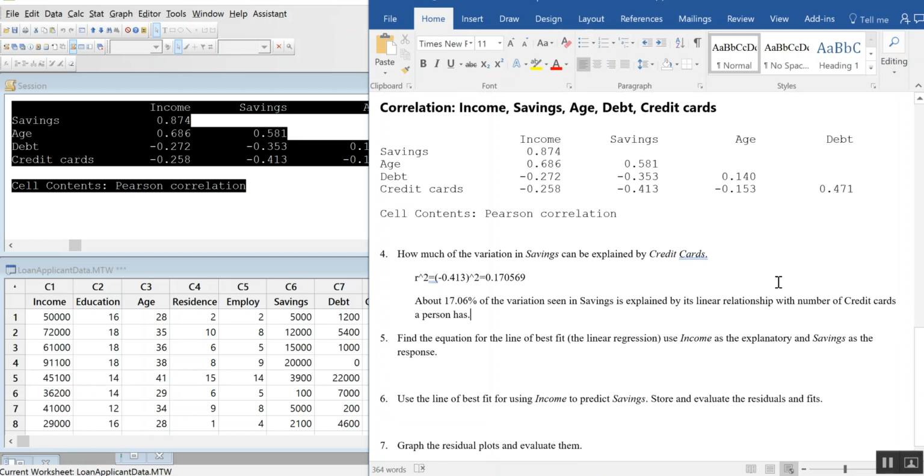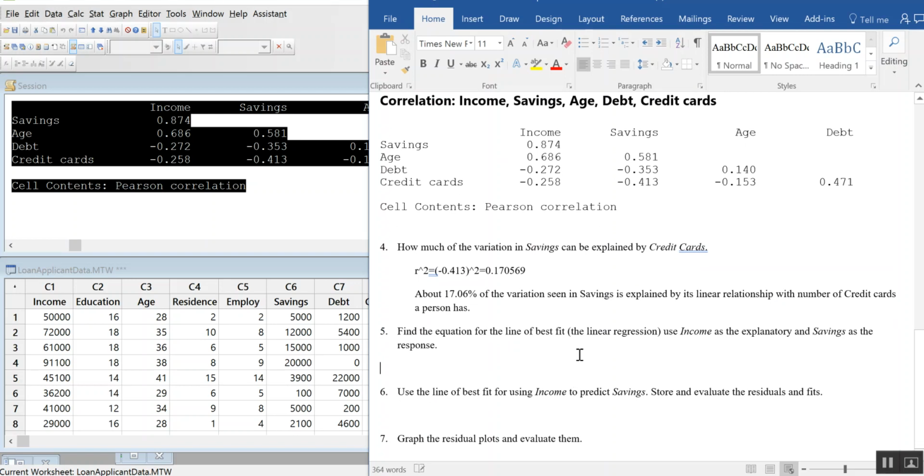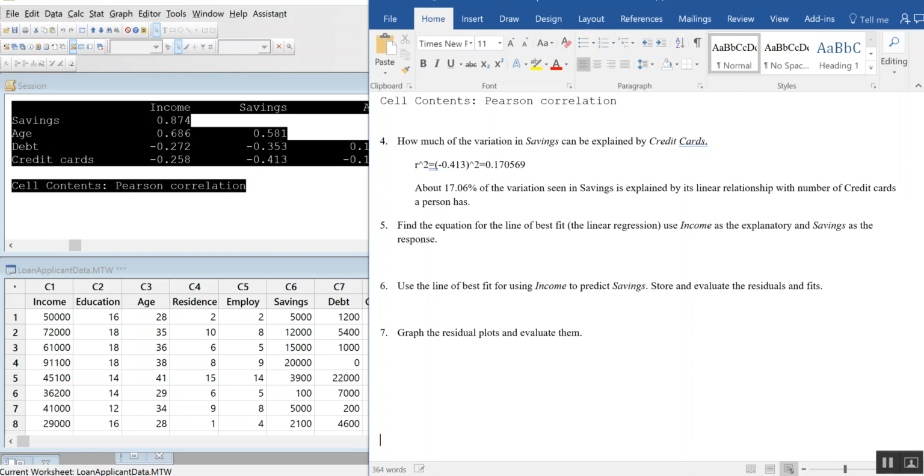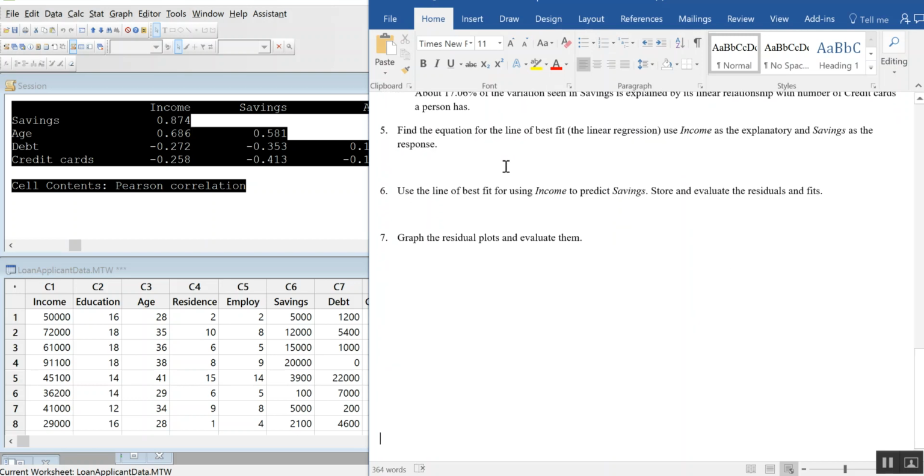Oh well, too bad. That's exactly why when we go to create our line of best fit, we are not going to be using credit cards to do so. We are going to be using income to predict our savings. So let's create a line of best fit, or aka do a linear regression.